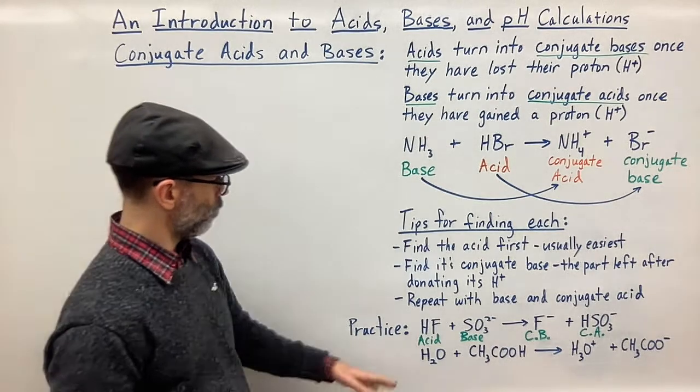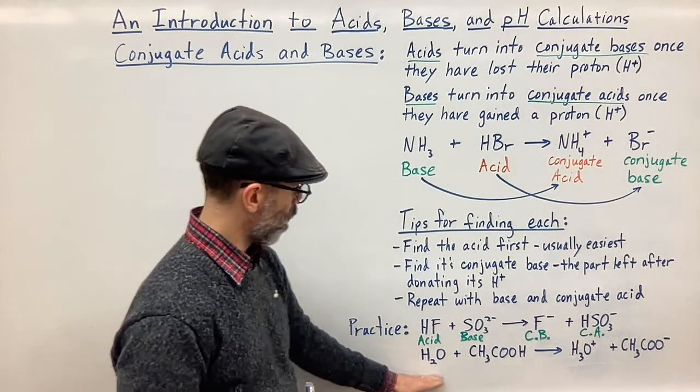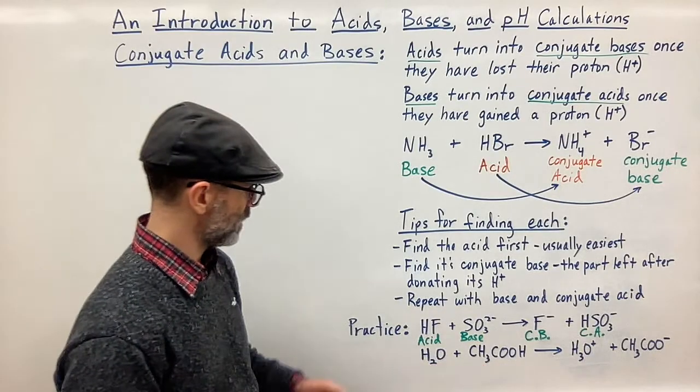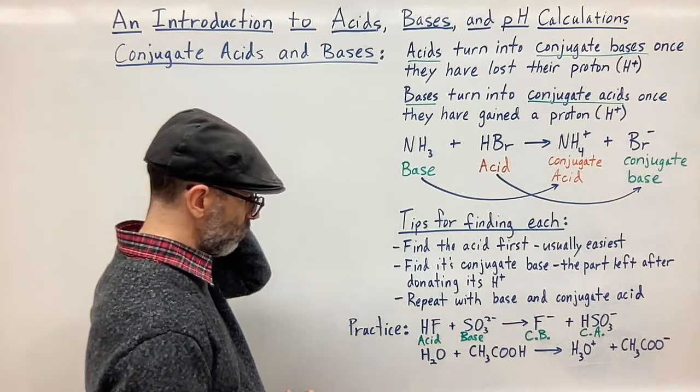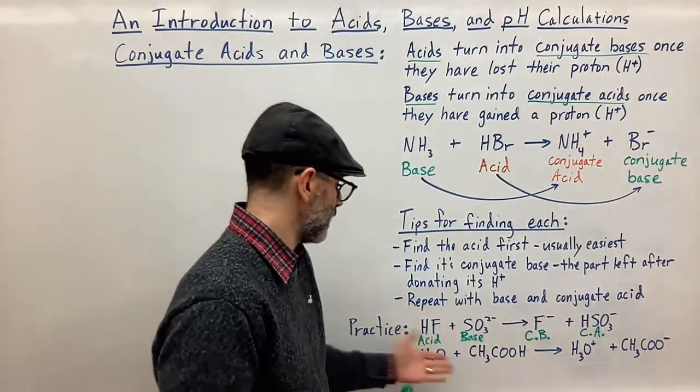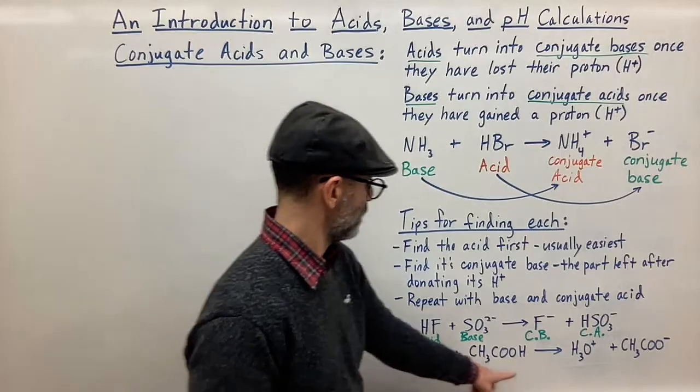Okay, what about here? So here we have water reacting with CH3COOH, acetic acid. And so we've got to identify the acid. Well, I just said it was an acid. How do I know this is an acid?